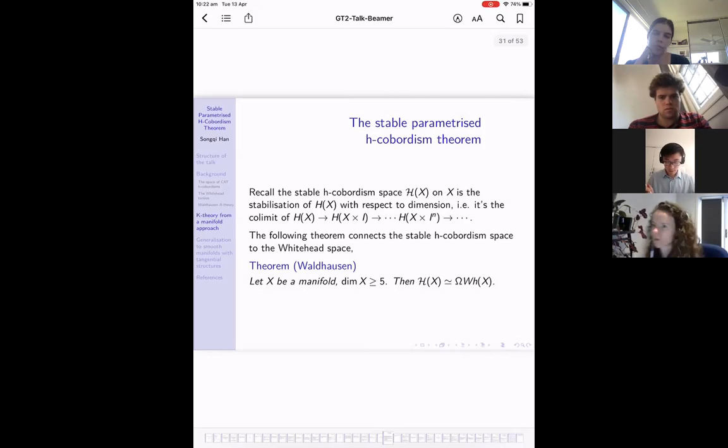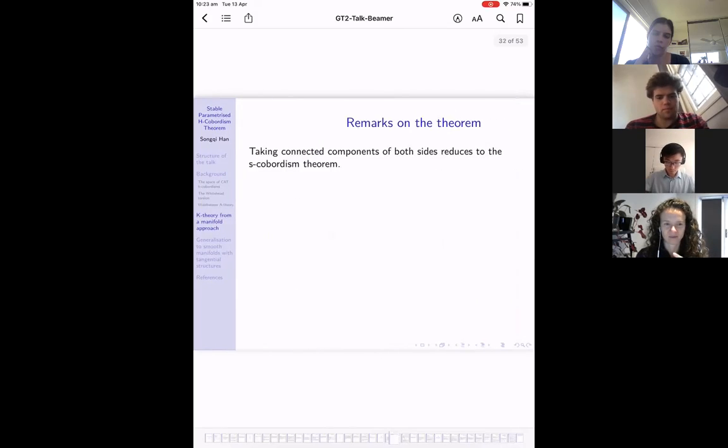And the following theorem connects the stable h-cobordism space to the Whitehead space due to Waldhausen. Let X be a manifold of dimension greater than or equal to 5, then the stable h-cobordism space is homotopy equivalent to the loop space of the Whitehead space. So this holds in the category of topological manifolds or PL manifolds or smooth manifolds.